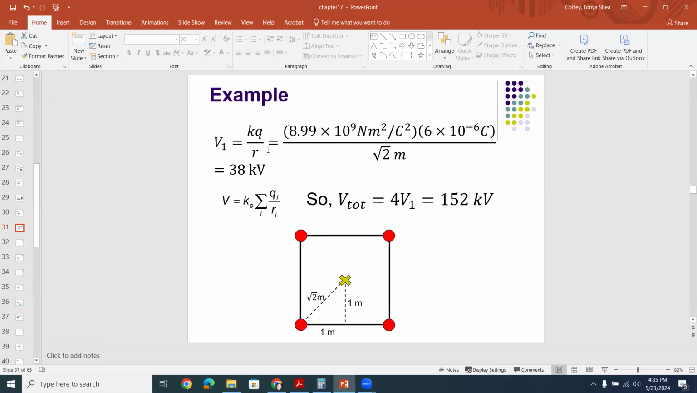Okay, so what we can do is we can just find the voltage. Since all of these charges are exactly the same, it makes it pretty easy. We can find the voltage due to one charge and then just multiply that times 4, and we're done.